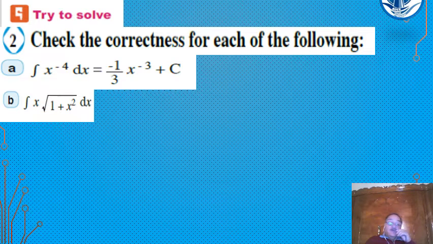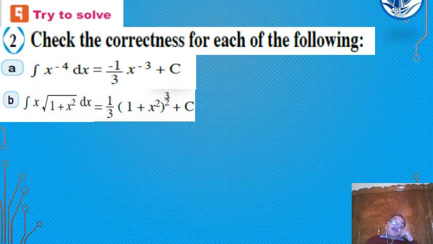Integration of x root 1 plus x squared dx. We don't have multiplication. What do we have to do? Okay, this is 1 plus x squared power half. What about x? Yes, we can multiply and divide by 2 to find the derivative inside the bracket. Then we have outside the bracket the derivative of the bracket. Then we just add 1 to the power and divide by the new power plus c. It will be 1 over 3, 1 plus x squared all power 3 plus c.